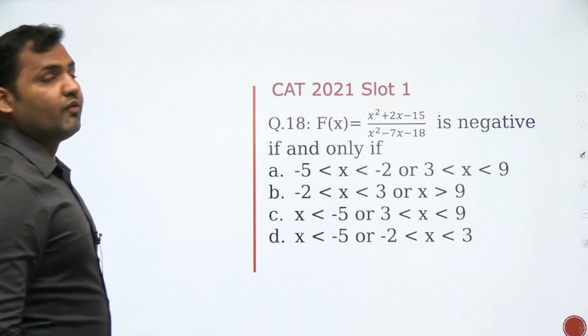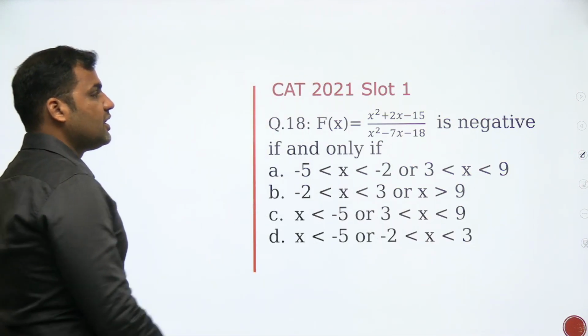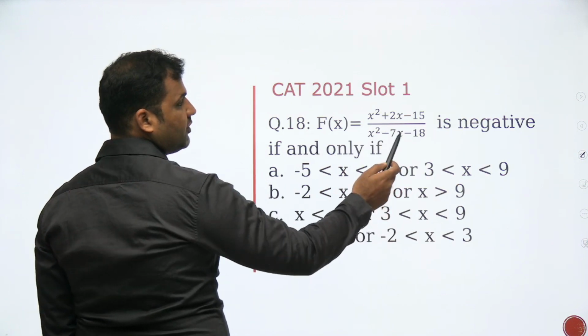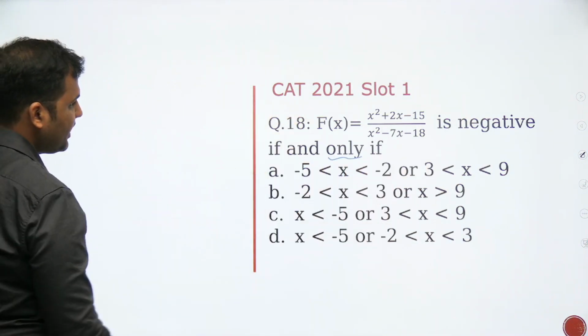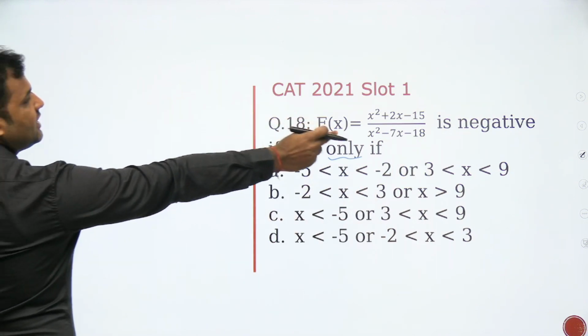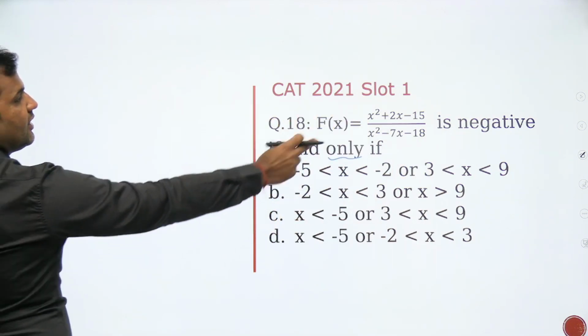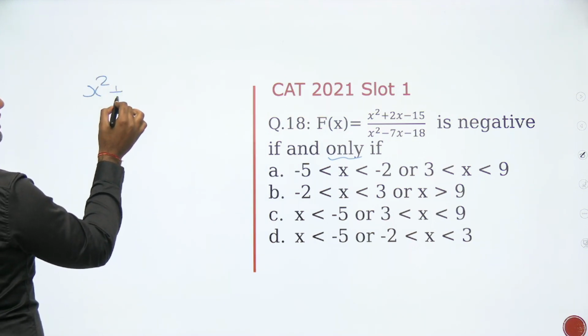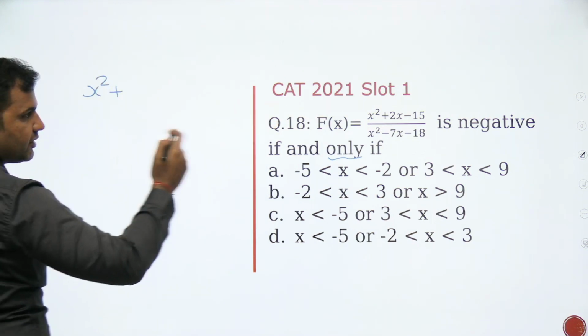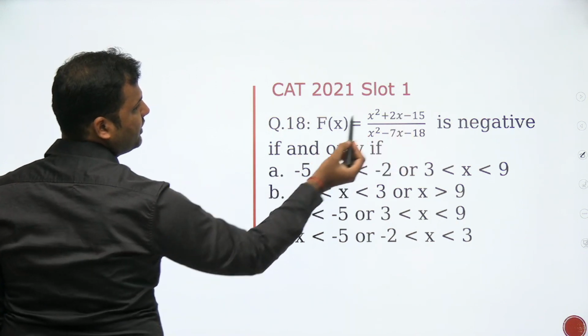Okay. One more question of algebra. f(x) is equal to x² plus 2x minus 15, upon this is negative if and only if x lies in this range. Very simple and basic question, guys. What I need is this expression to be negative. Simply straight away do the factorization, x square, right? Basics भी अगर आपको आते हैं तो आप कर सकते हैं question को. 2x minus 15. You need to do the factorization here.